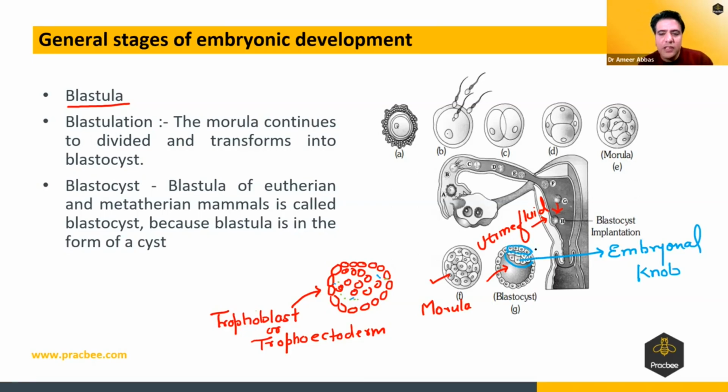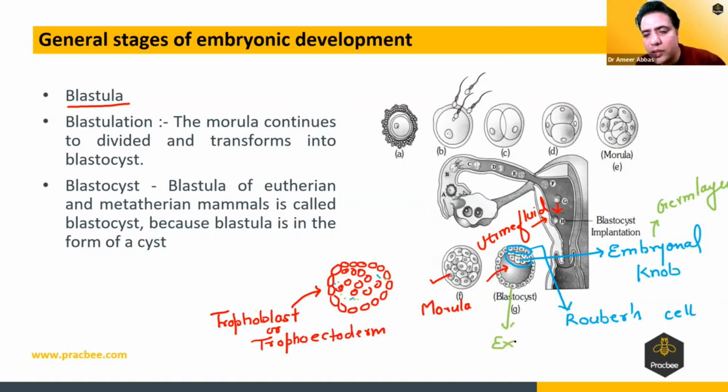These cells which are in contact with the embryonal knob are known as Rauber's cells. Now listen, this embryonal knob is helpful in the formation of germ layers. Okay, the embryonal knob participates in the formation of germ layers, and the trophoectoderm participates in the formation of extra-embryonic membrane.